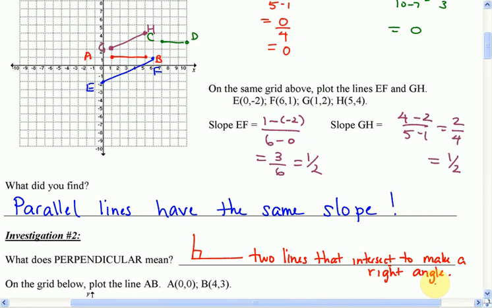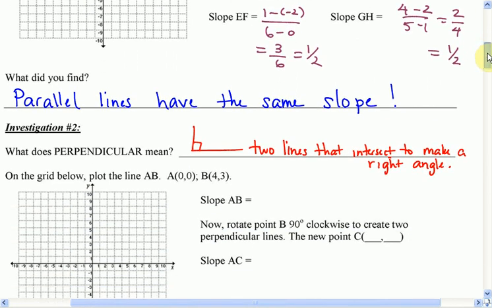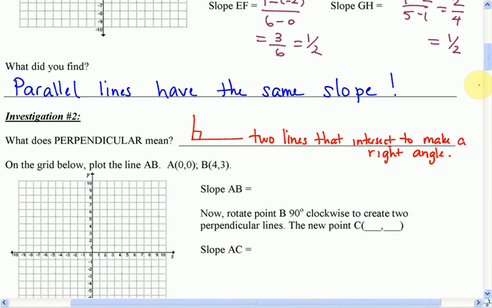I want you to use the grid below now, and I want you to plot the points A and B, and find the slope. After that, we will make the perpendicular to AB, and we'll find that slope. I want you to compare and see what you notice. Shh, don't tell me yet. Don't ruin it for the rest of your class.